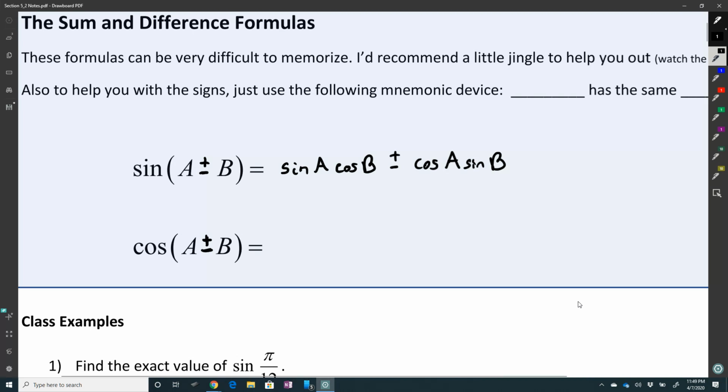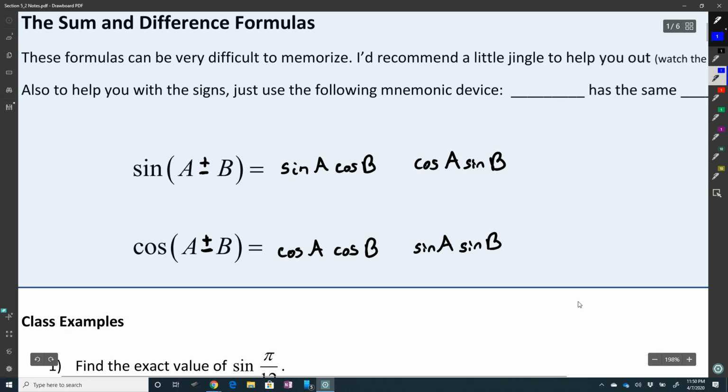And then cosine of A plus or minus B is cosine A, cosine B, minus plus. This means that the sign in the middle flips. And then sine A, sine B. Okay, so let me erase these signs in the middle and do them a different color. So here it's minus plus.